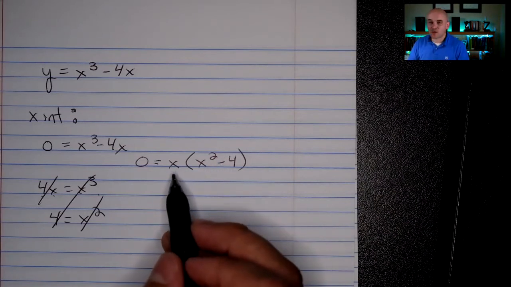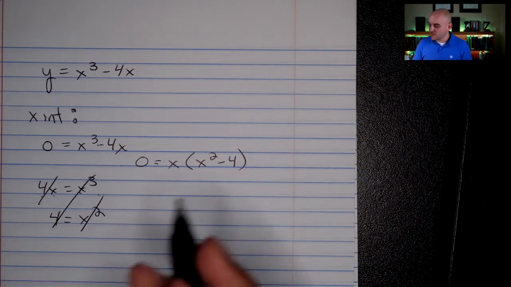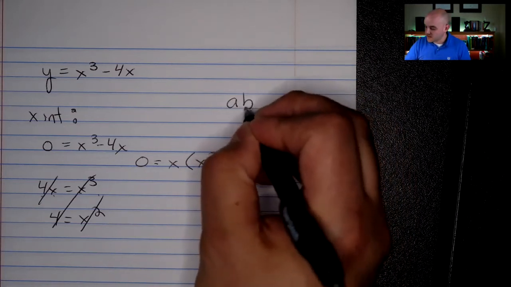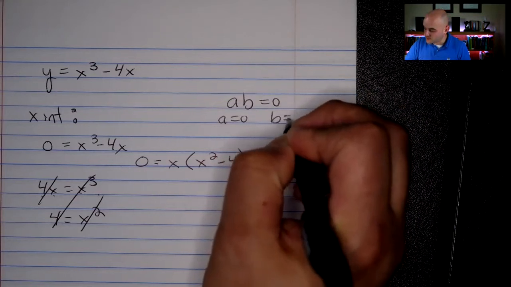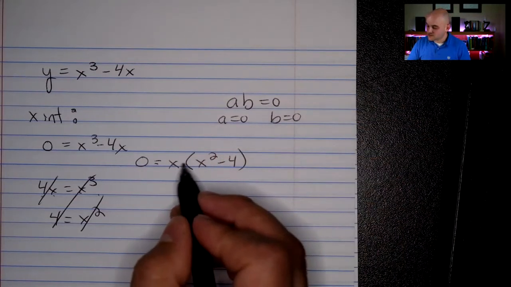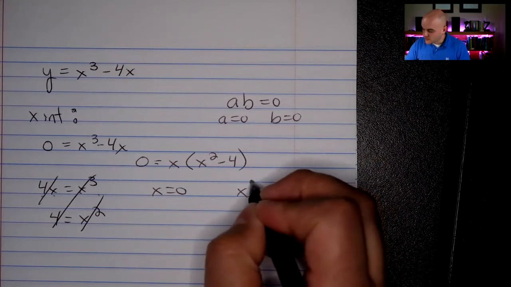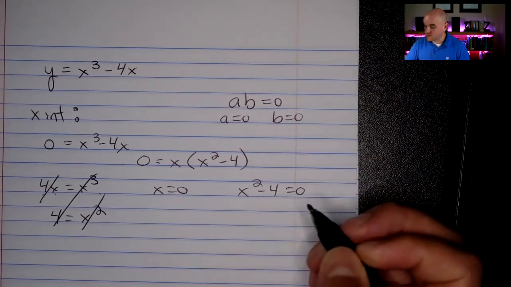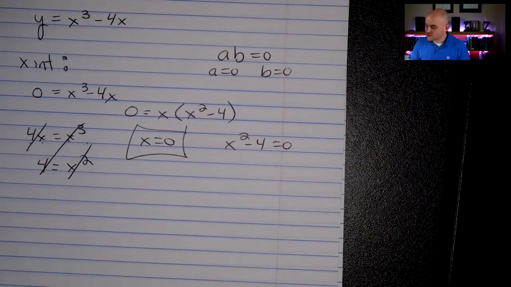And the whole reason why we factor something when it equals 0 is because if two factors multiplied together give you 0, one or both of those things must be 0. It goes back to that concept: if a times b equals 0, either a equals 0 or b equals 0. So that's the same thing here. Either x is equal to 0 or x squared minus 4 equals 0 or both. So here's one intercept right there.